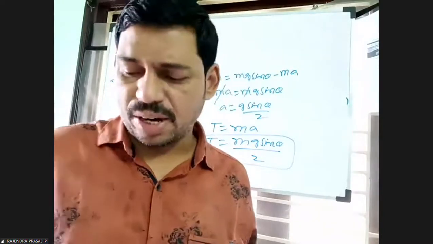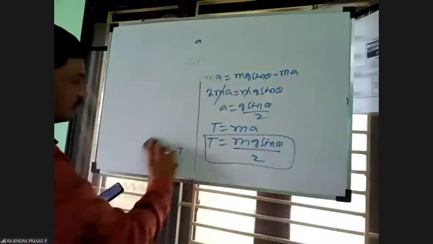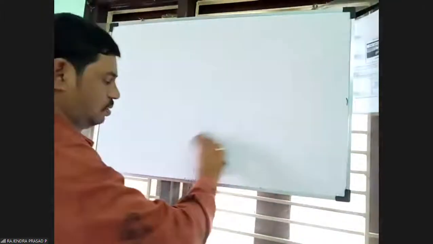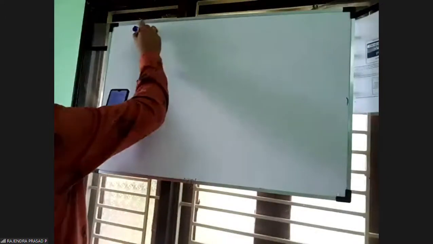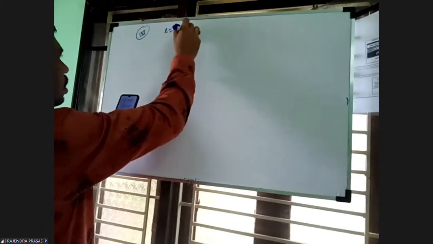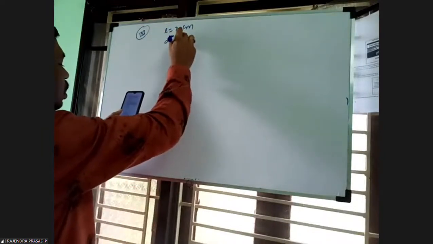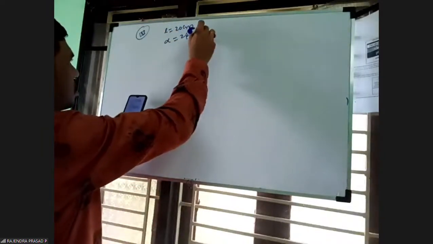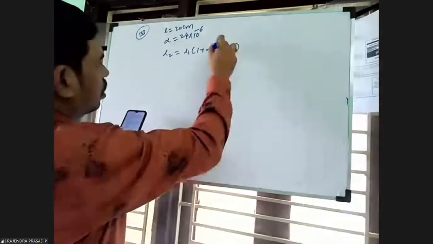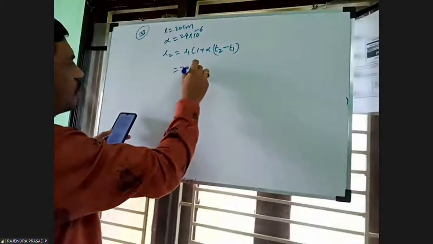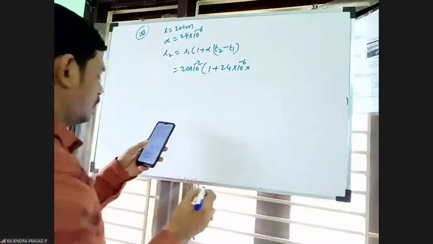L2 equal to L1 into 1 plus alpha. So, aluminum rod length, 133. L equal to 20 centimeter. Heat from 20 degrees to 40 degrees. Alpha value given 24 into 10 power minus 6. So L2 is equal to L1 into 1 plus alpha (T2 minus T1). So 20 into 10 power minus 2 into 1 plus 24 into 10 power minus 6 into (T2 minus T1), 40 minus 20.